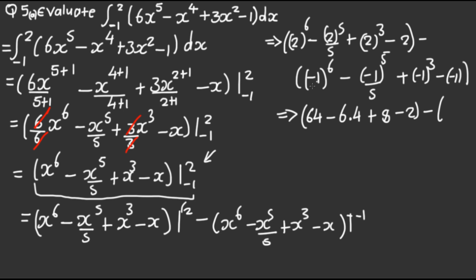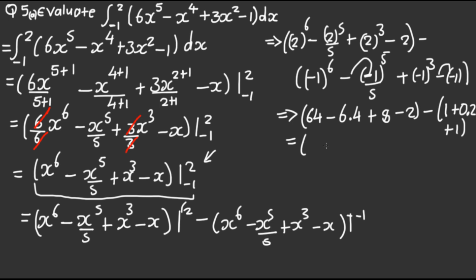So -1 raised to the power 6 will be +1. Then since this negative 1 is raised to the power an odd number, this negative will not change, but this negative times this negative gives us a plus. Then 1 divided by 5 will give us 0.2. Then negative times negative, so say plus 1.